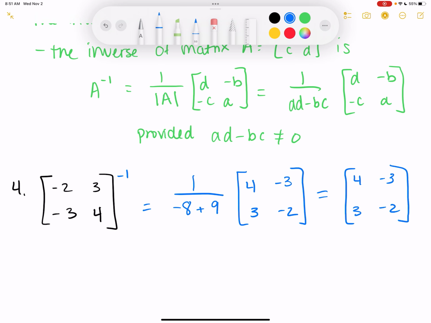Now, if this had been anything else, like 1 over 3, we would have multiplied by the scalar 1/3 across the matrix. That's how you get your final answer.